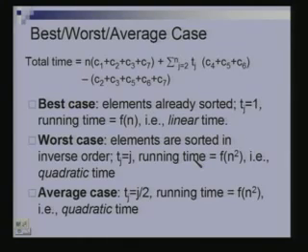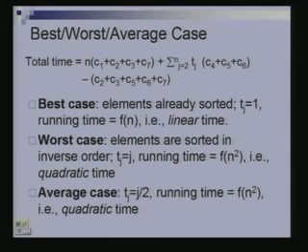What happens when the input is in decreasing order? If the input is in decreasing order, then the number that I am trying to insert is going to be smaller than all the numbers that I already have sorted in my array. So what am I going to do? I am going to compare it with the first element, the second element, the third element, the fourth element, all the way up to the very first element.